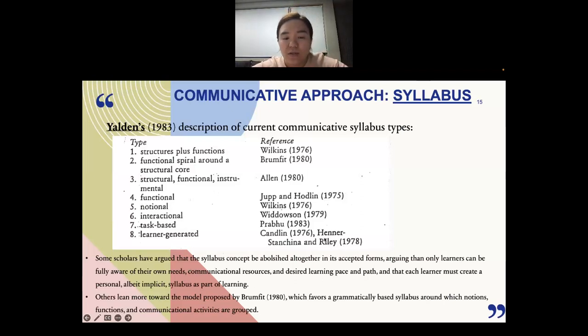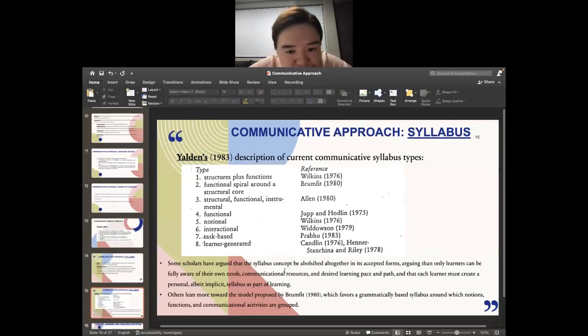Some scholars have argued that the syllabus concept be abolished altogether in its accepted forms, arguing that only learners can be fully aware of their own needs, communicational resources, and desired learning pace and paths, and that each learner must create a personal, albeit implicit, syllabus as part of learning.